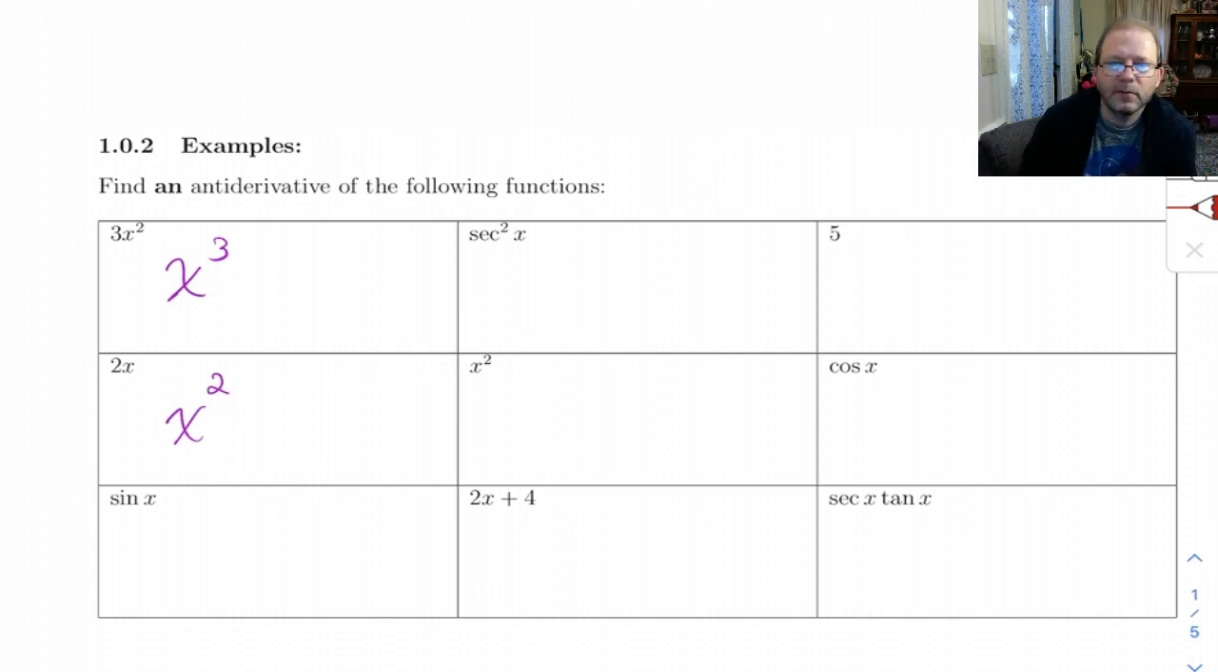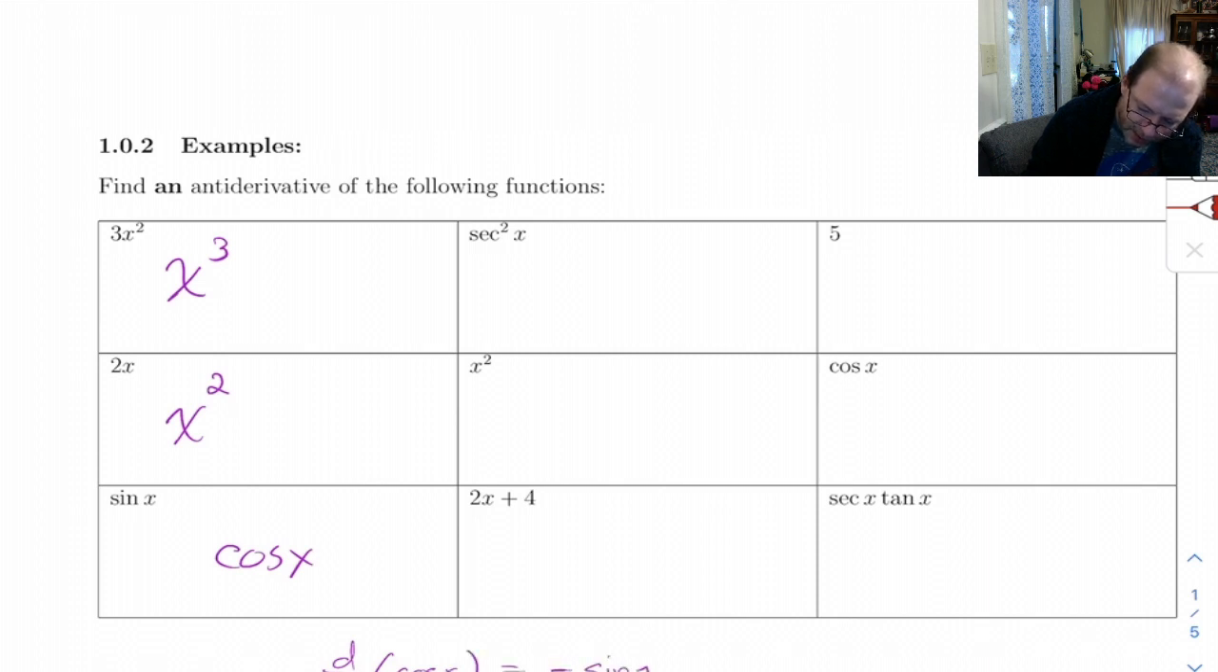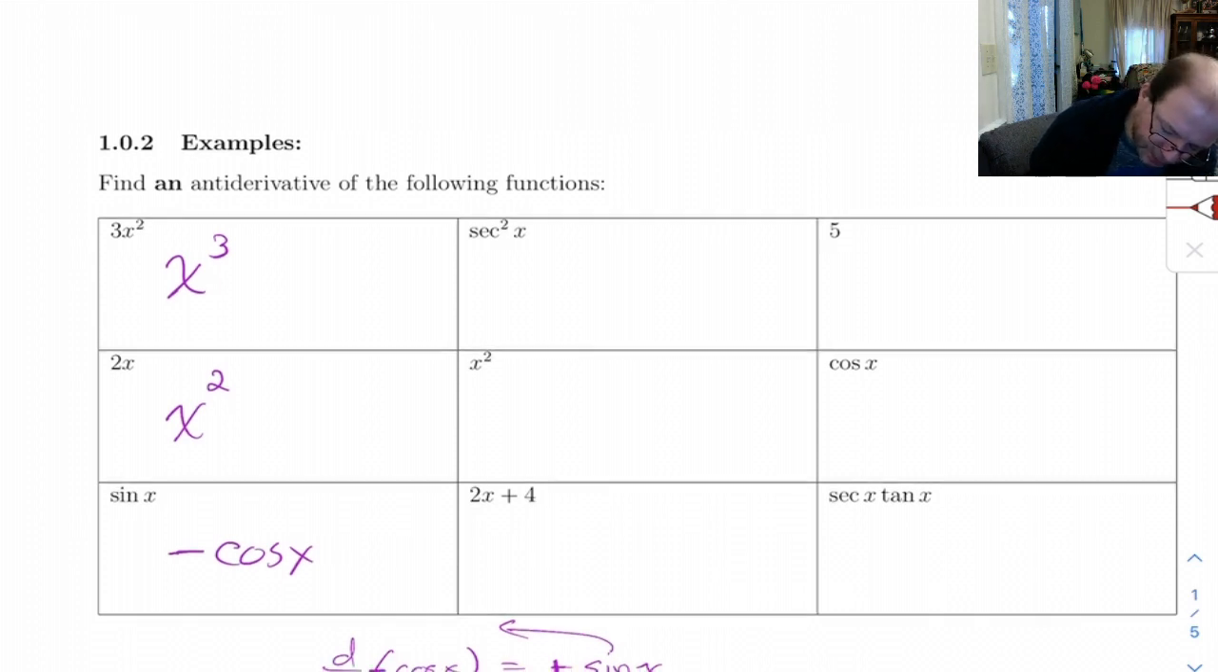What about sine x? What is that the derivative of? Is it the derivative of cosine x? Well, if you take the derivative of cosine x, the derivative of cosine is negative sine. And what we're doing is we're trying to move backward. So the derivative of cosine is negative sine, but the derivative of negative cosine would be positive sine. So this is going to be negative cosine. All right, secant squared. What's that the derivative of? Tan.